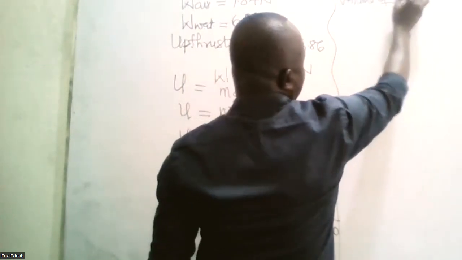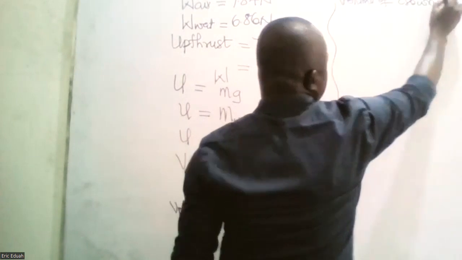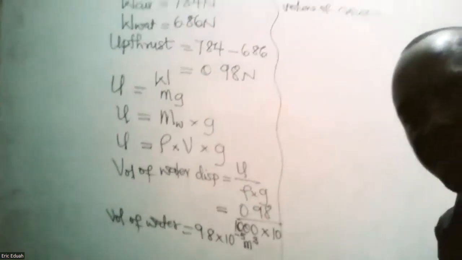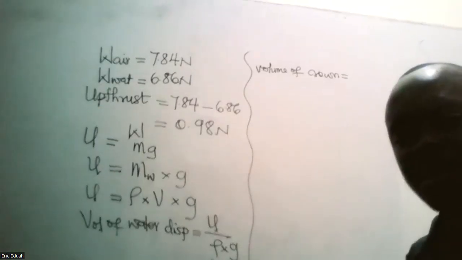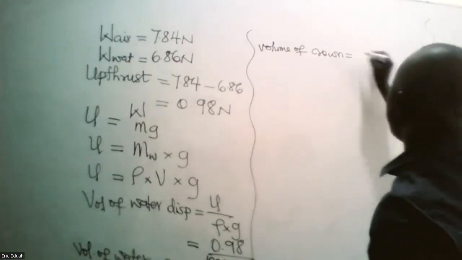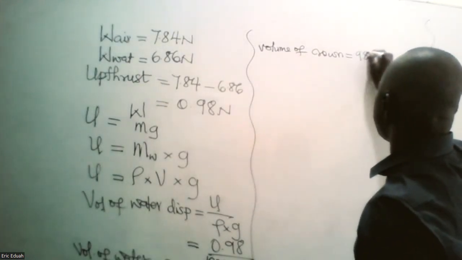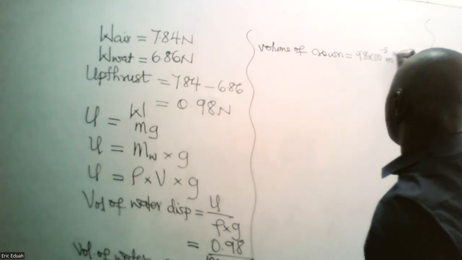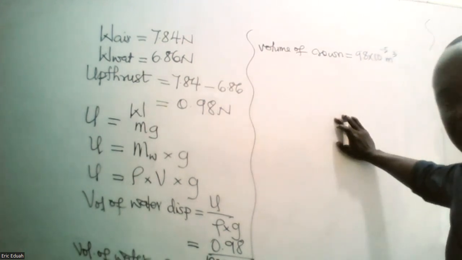Okay, so because of this, the volume of water displaced will be equal to the volume of the crown. Volume of crown, therefore, would be equal to 9.8 times 10 to the power negative 5 meter cube, because the crown is fully immersed in the water.